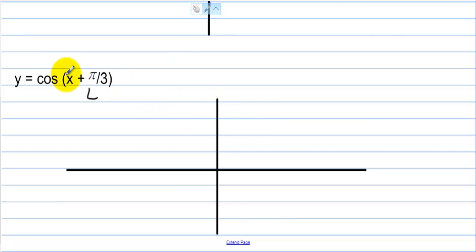And there's nothing in front of x, so our period is still going to be 2 pi. So our fourth mark will be 2 pi. 1, 2, 3, 4, negative 2 pi. And we're going to go up to 1 and down to negative 1. Cosine starts at 1, then goes to 0, negative 1, 0, and back to 1. And the same thing happens on the other side.